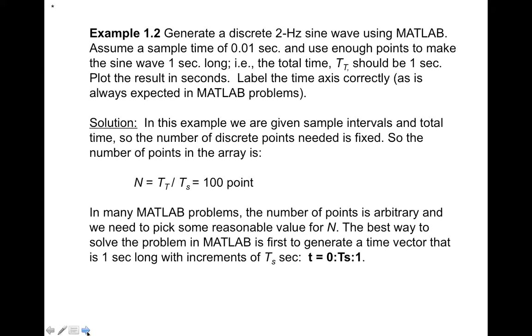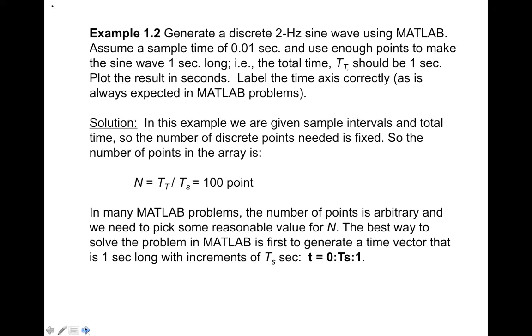So here's an example where we want to generate a discrete 2 Hz sine wave using MATLAB. We want a sampling time of 0.01 seconds. We want to use enough points to make the sine wave 1 second long, and the total time should be 1 second. So we want to plot the result as a function of seconds and label the time axis correctly. In this example, you're given the sample interval and the total time, so that tells you the number of points you have.